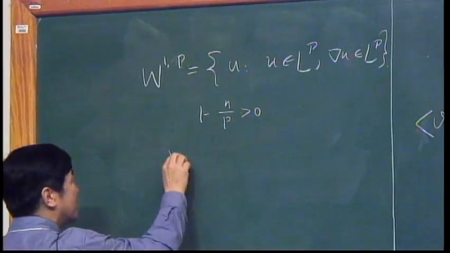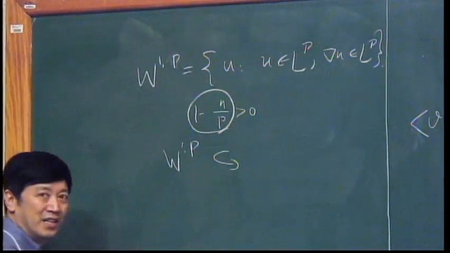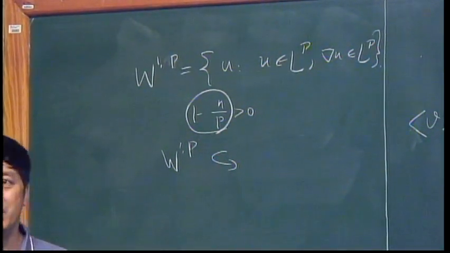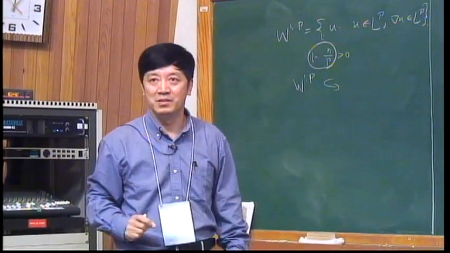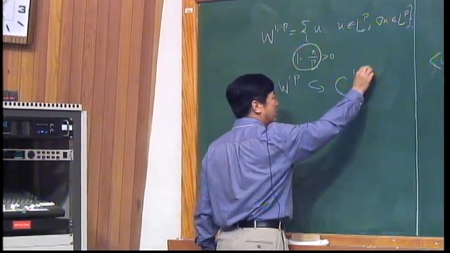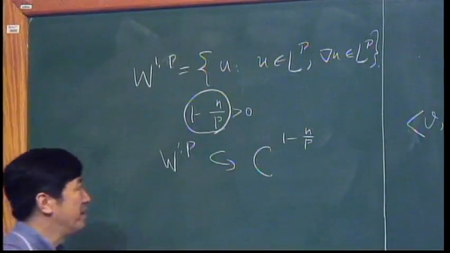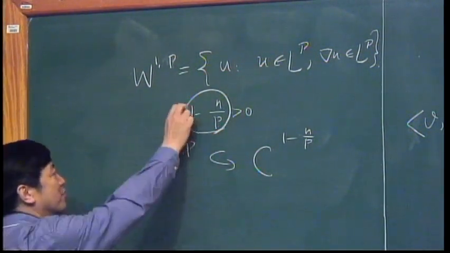it means that W1P, once this is positive, you lose the roughness. You see a classical picture. You can draw those lily flowers. You do. Then this embeds into C1 minus n over p. And this number, if bigger than 0, is guaranteed to be less than 1.